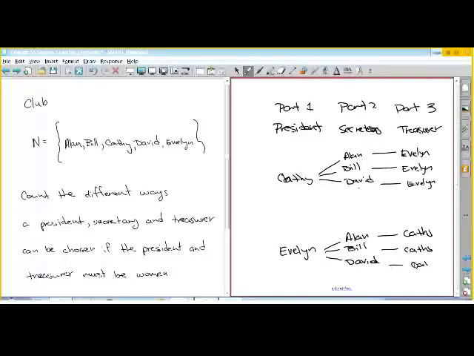And so if I list all these out, I can get there's 6. There's 6 different ways of choosing a president, a secretary, and treasurer if the president and the treasurer must be women. And the choices are Kathy, Alan, Evelyn; Kathy, Bill, Evelyn; Kathy, David, Evelyn; Evelyn, Alan, Kathy; Evelyn, Bill, Kathy; and Evelyn, David, Kathy. So the answer is 6. I'm just counting. I've listed everybody. I've counted them. I give the answer.